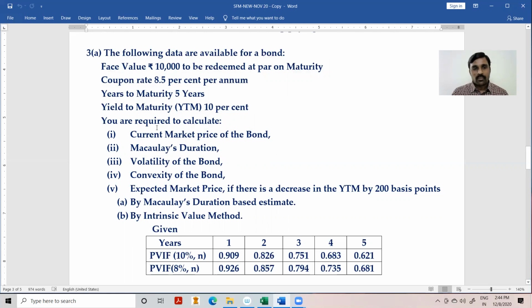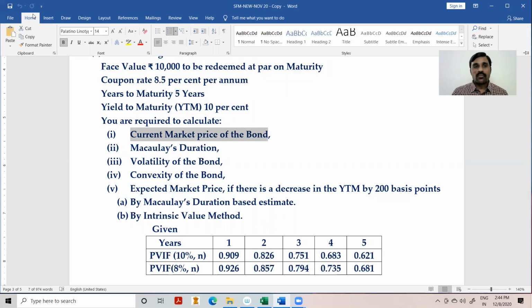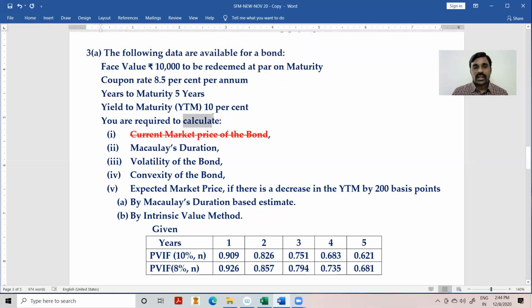First, we'll start with the current market price of the bond. Strictly speaking, it cannot be called a current market price. It should be called an intrinsic value. There is no question of calculating the market price. It's a fundamental mistake to call it a calculation of market price. Nobody will calculate the market price. Market price is not something to be calculated. Market price is something to be ascertained.